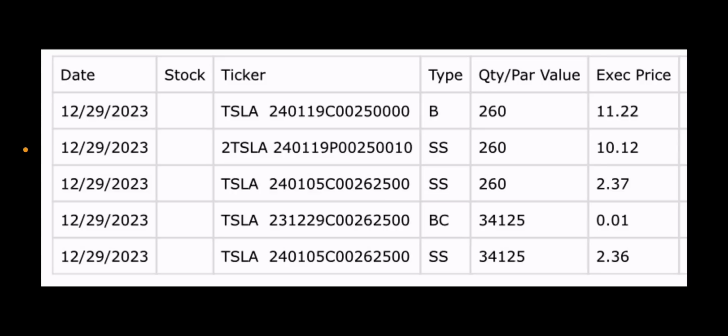That means buy to close. So since it's Friday, we had contracts expiring. Typically, you'll only see a BC on a Friday. So they closed all of the other contracts, and then they did an SS. They did a sell to open. Basically, they're selling a call using those same contracts. And this expires into next week. I believe it's January 5th. Again, the date's under the ticker.